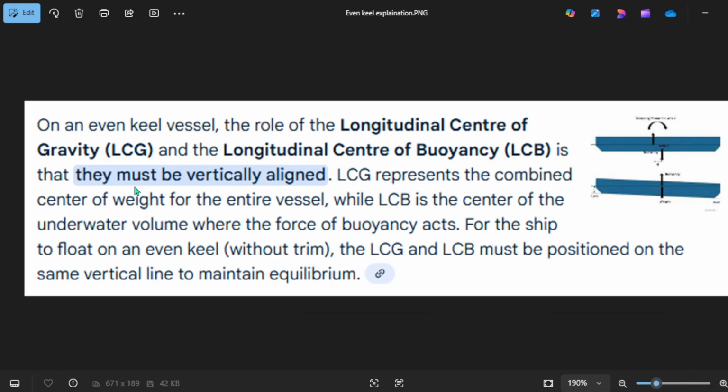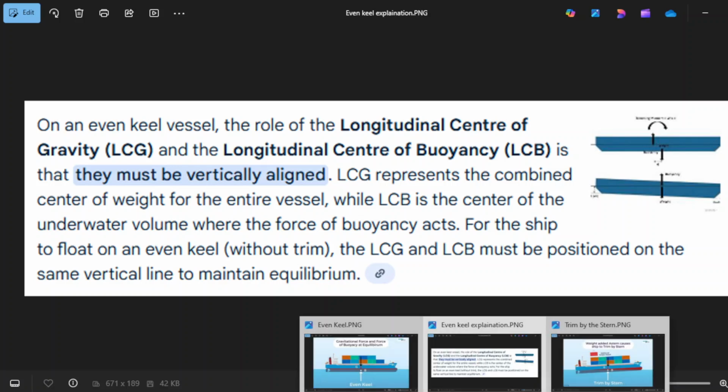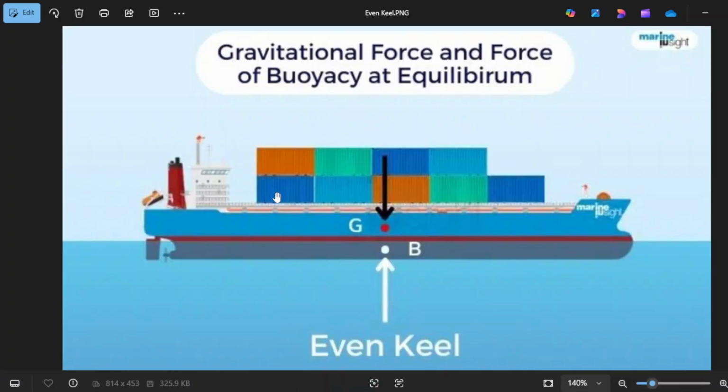LCG represents the combined center of weight for the entire vessel, while the LCB is the center of underwater volume where the force of buoyancy acts. So this is what it means: the whole weight of the vessel is within this line, which is going down because of the gravity pull. And the buoyancy of the water is also in the center, which pushes up. So they are in vertical line. When they are in vertical line, it means they are even keel. There's no trim. Okay? You can have this, but there's no trim.